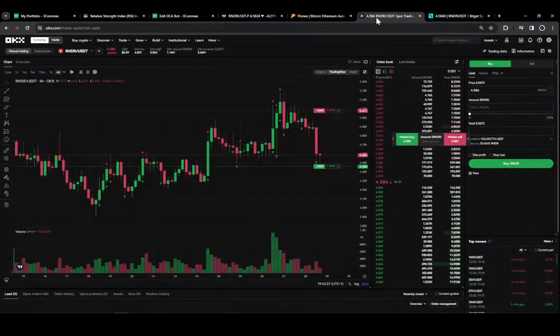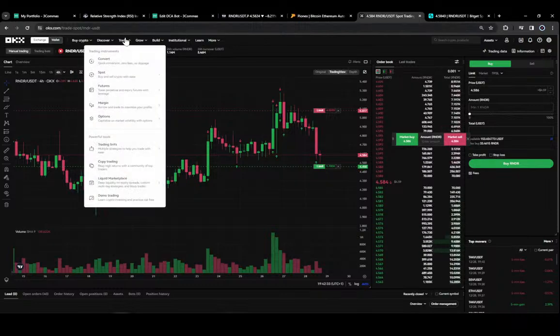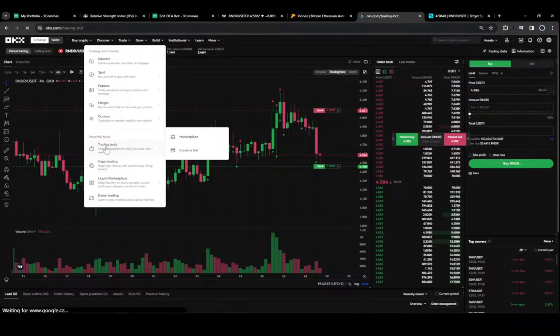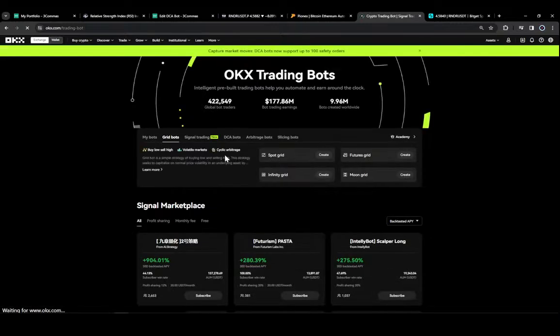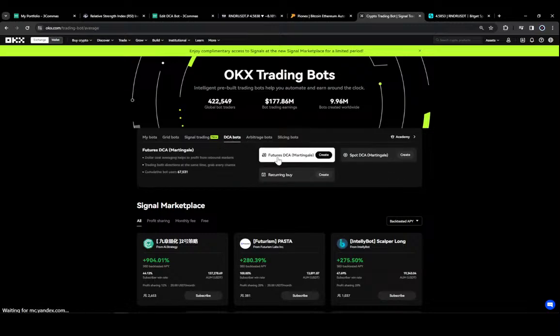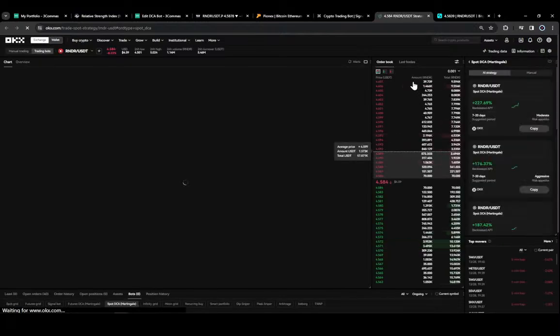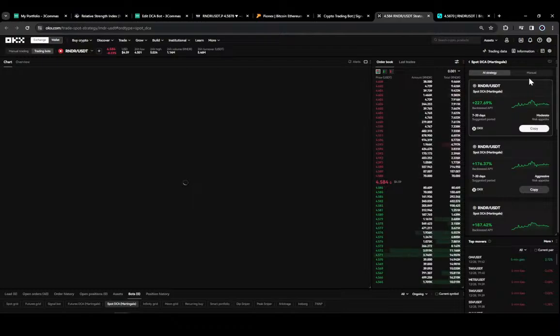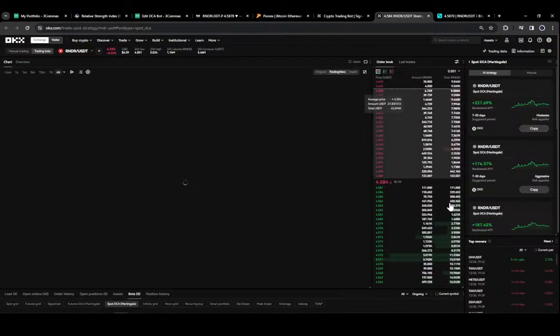Jumping to OKEx real fast, we proceed with the same. So I go to trade, then I go to trading bots. All right, click here. And then I go to DCA, and we can do futures DCA or spot DCA, and I click on create. So let's see what the interface allows us to do on OKEx. All right, so spot DCA is selected here. This is the interface I have.